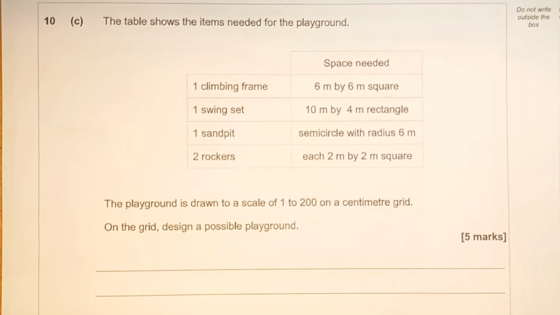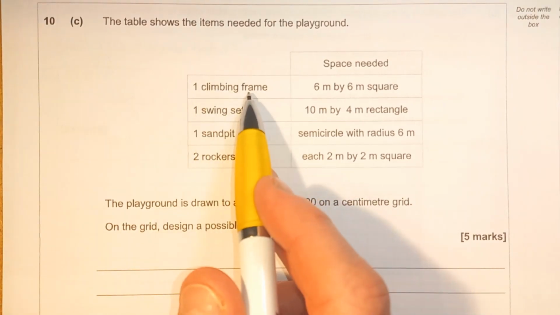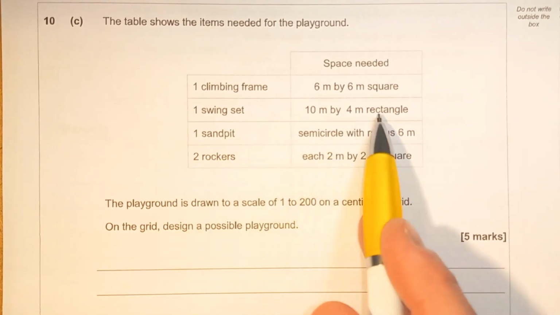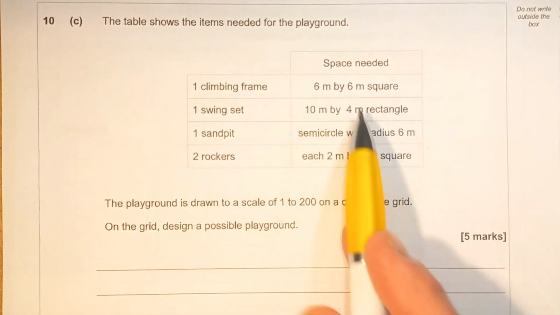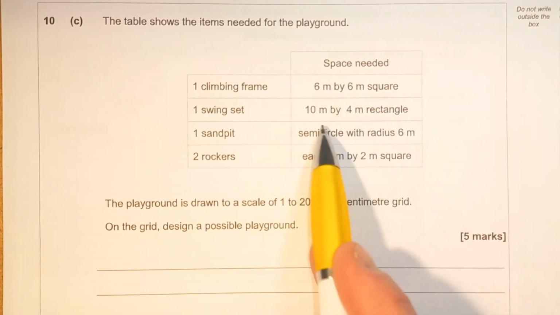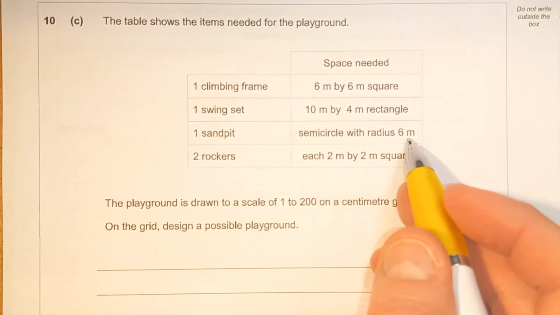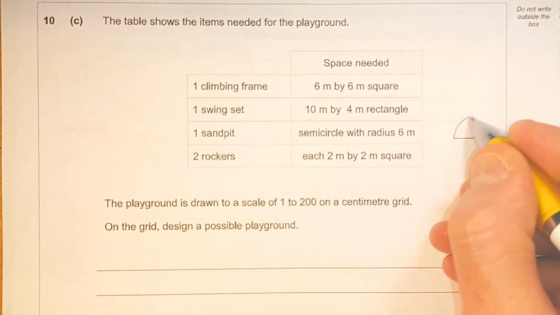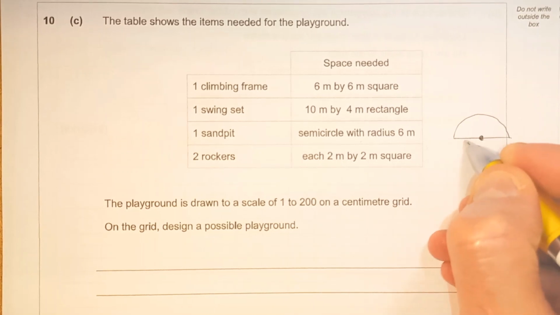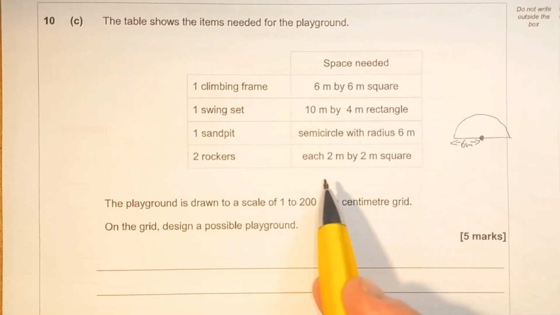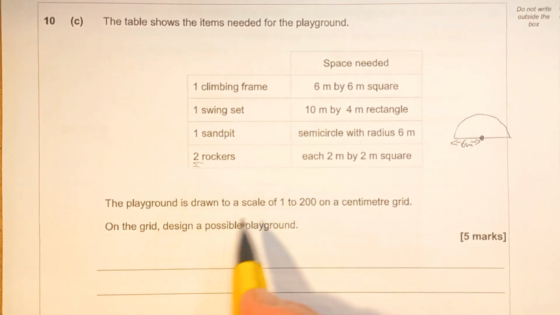10C. The table shows the items needed for the playground. So we've got a climbing frame that needs 6 meters by 6 meters. A swing set needs 10 meters by 4 meters. And basically 6 by 6 would make a square, 10 by 4 is a rectangle. One sand pit, a semicircle with radius 6 meters. So think of that as, there's our semicircle. There's our radius. And two rockers, each 2 meters by 2 meters square.